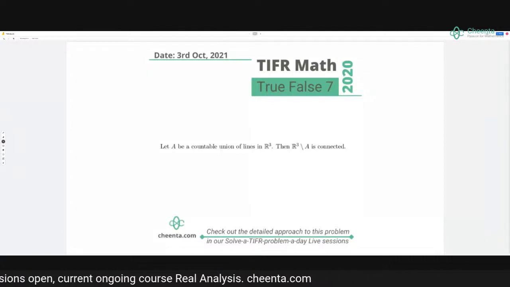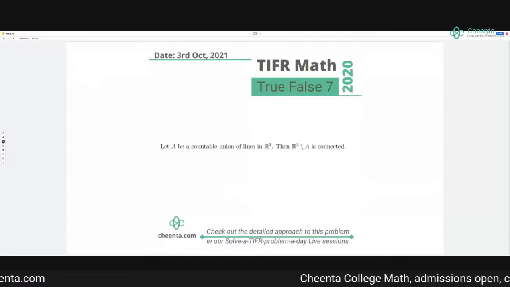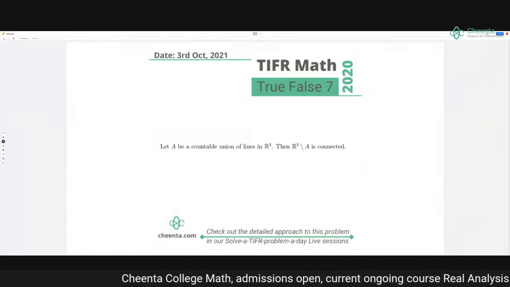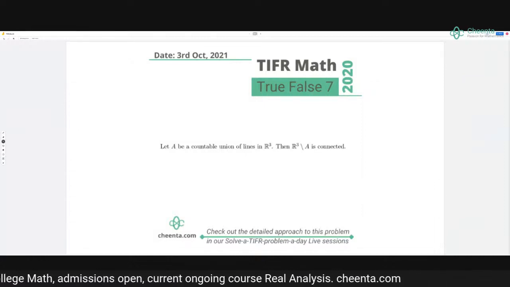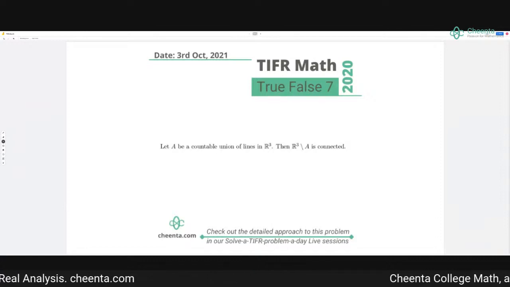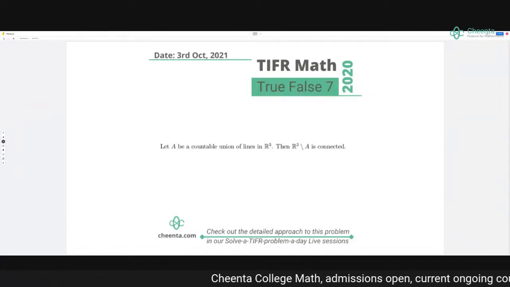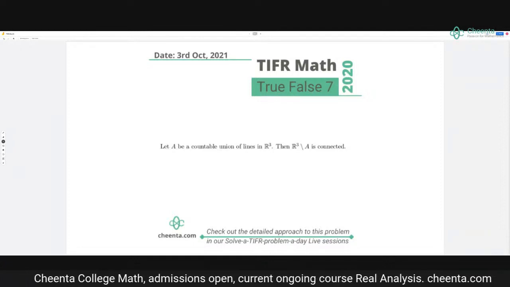So the problem today is closely linked to one of the problems that we see quite often whenever we are introduced to connectedness, path connectedness, stuff like that. So here the question is, if A is the union of countably many lines in R3, then R3 minus A is connected. Is it true or false?